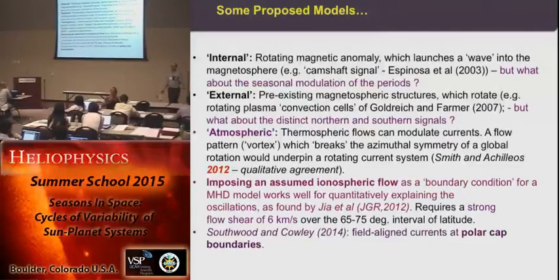Now, ultimately, what we'd like to do, although it's very ambitious, is to couple a detailed thermospheric and magnetospheric model so we can fully capture all the very complicated details of this coupling. And some more recent work by Southwood and Cowley favors a hydromagnetic wave type model associated with field-aligned currents at the polar cap boundaries. So there are different ideas about what drives the anomaly at Saturn, and I think that's an ongoing debate.